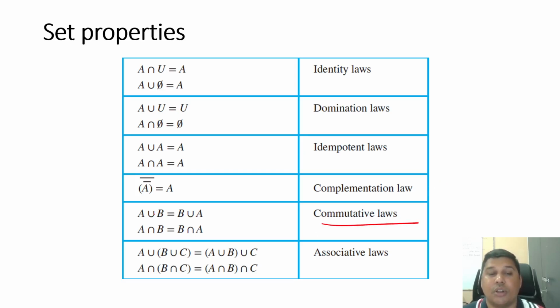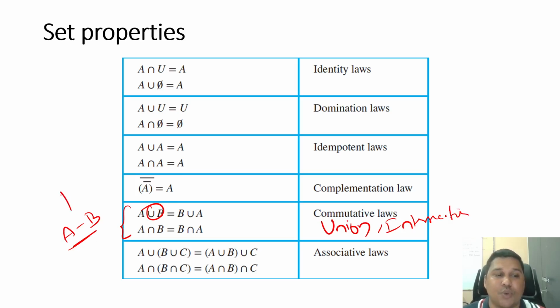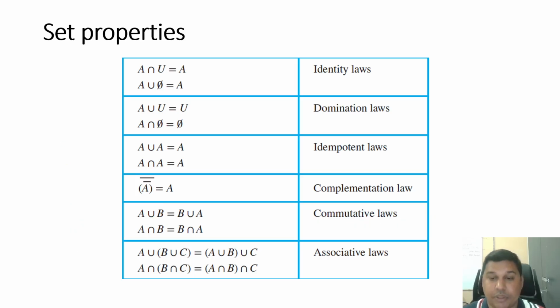Then commutative laws: A union B equal to B union A, and A intersection B equal to B intersection A. These are also applicable laws. But see, this is not true for A minus B. The commutative property is satisfied by union and intersection, but not by other operations like subtraction, because we have seen that A minus B is different from B minus A. Then we have associative laws, very easy laws: A union B union C is equal to A union B union C. Whether you associate A and B first or B and C first, the result is the same.